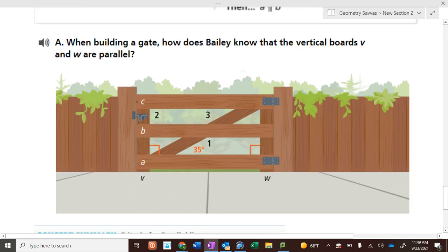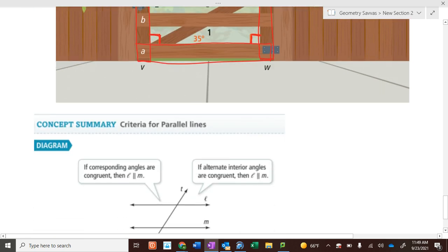So, can Bailey say that V is parallel to W if we have A down here as a transversal? Is V and W, are they parallel? Yes. Yes, because they're both perpendicular to A. If they're both perpendicular to the same transversal, then they're parallel to each other.